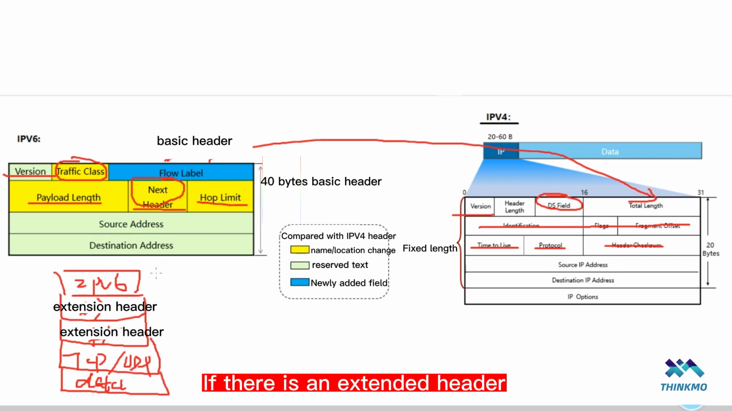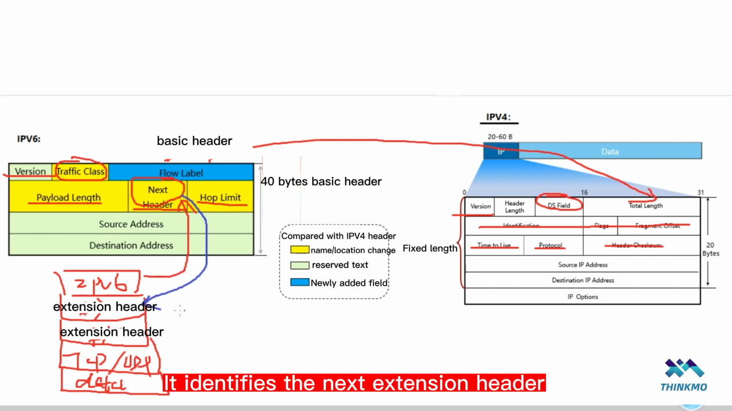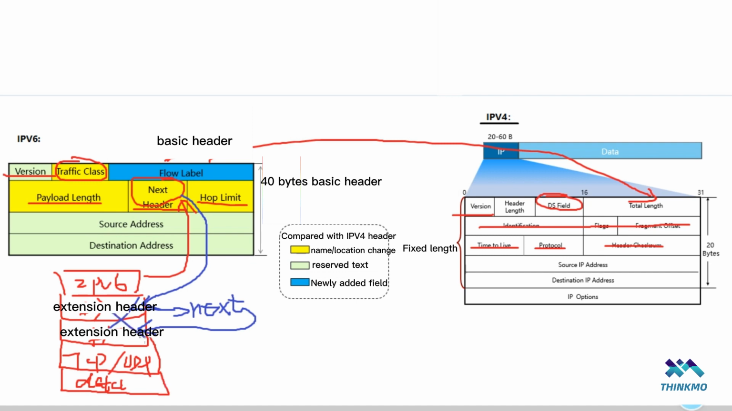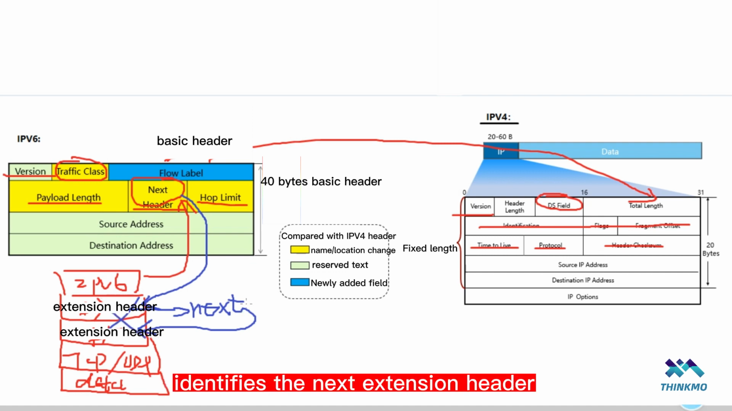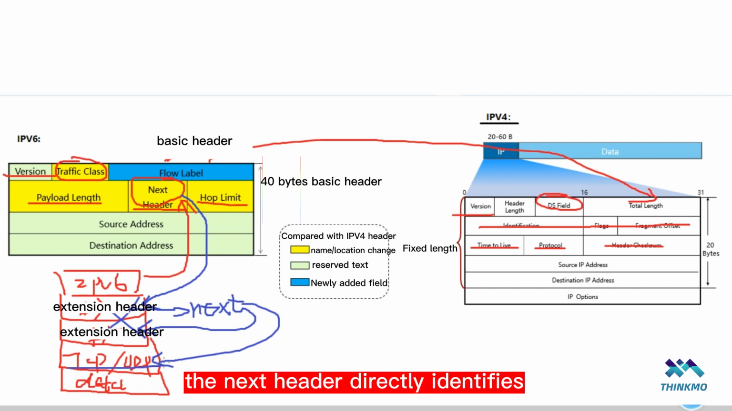If there is an extension header, the next header in IPv6 identifies the next extension header. You see, if there are 2 extension headers, the next header in the first extension header identifies the next extension header. If there is no extension header, the next header directly identifies the upper layer protocol.